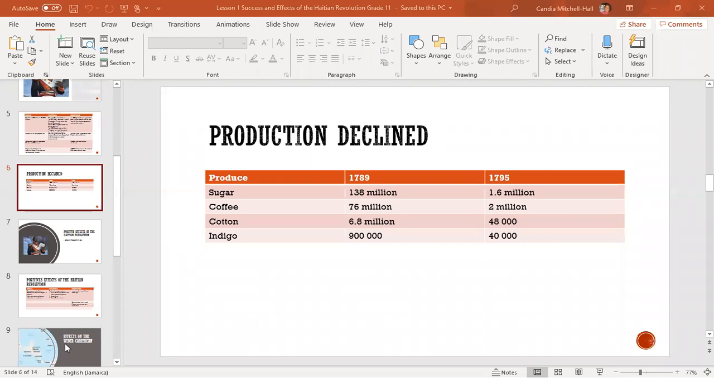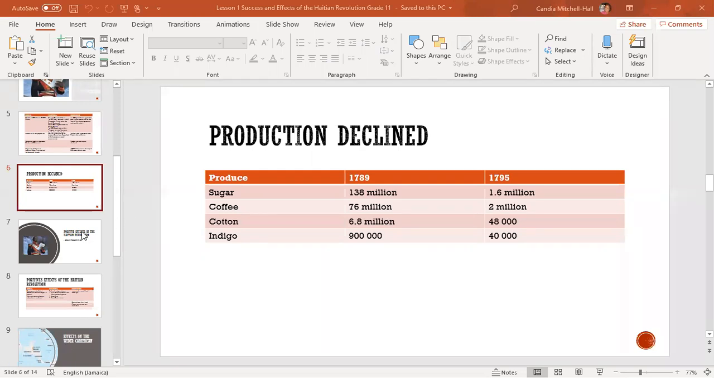So we have now covered why it was successful. And the reason why I'm giving you these questions like this is because when I go through the past paper questions, this is how they ask the question for the past paper. All right? And so when you're studying the Haitian Revolution, you need to drill your answers like that.